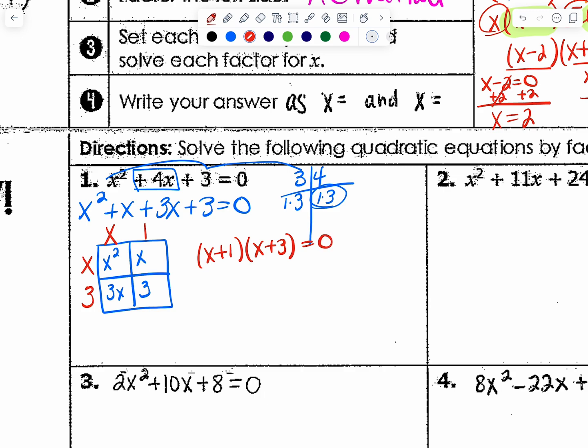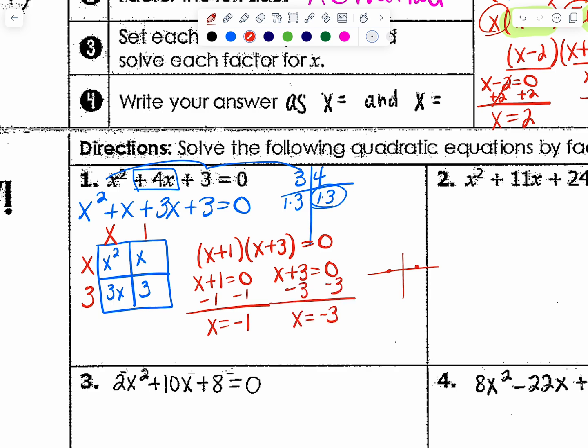Now I'm going to take each one of these and set them equal to 0. Think of it this way: we're making the y value equal 0. Think about on a graph where it crosses the x-axis, our y value is always 0. So that's why we set these equal to 0. Subtract 1 from both sides and I get x equals negative 1. Subtract 3 from both sides and I get x equals negative 3. And here are my two solutions. Box them up.